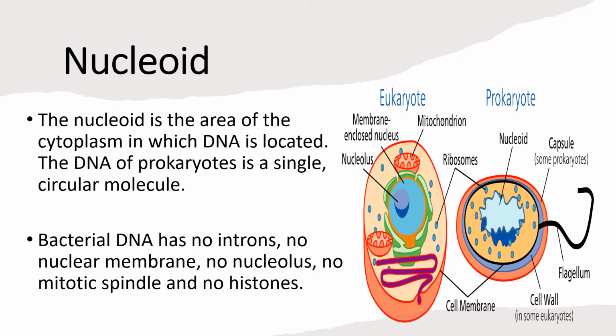Next component is the nucleoid. That is the area of cytoplasm in which DNA is located. The DNA of prokaryotes is a single circular molecule. Bacterial DNA has no introns, no nuclear membrane, no nucleolus, no mitotic spindle, and no histones, while the DNA of the eukaryotic cell contains all these structures.